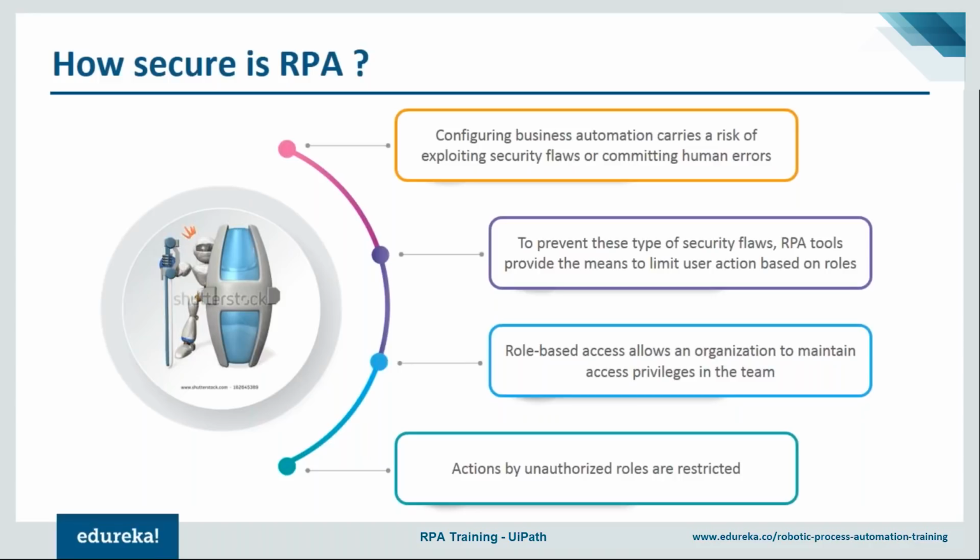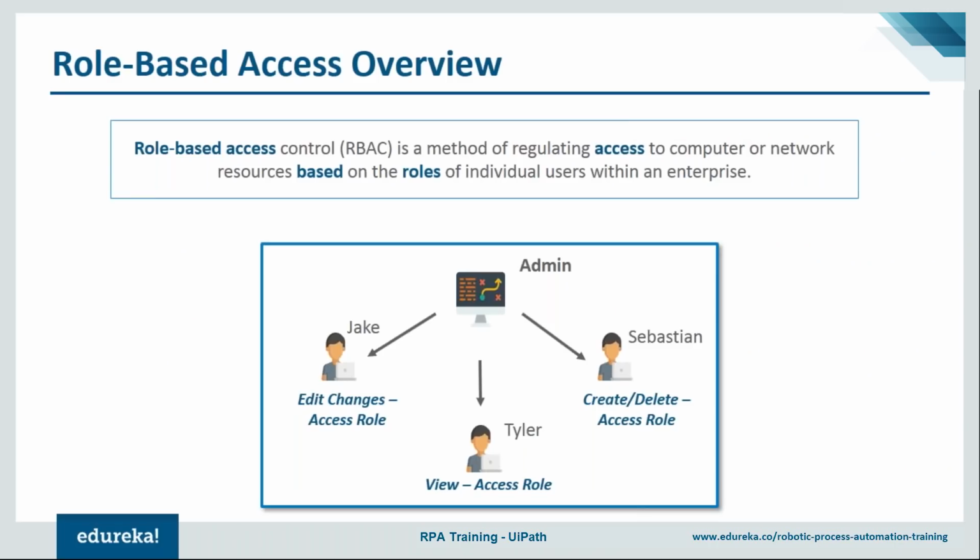Role-based access allows an organization to maintain access privileges in the team. So this person can only access this part of the program. This person can access only this part of the program. So this is what role-based access is. And this basically restricts any unauthorized roles which are trying to access your program. So if a particular person is not authorized to use a particular module of a program, he will not be able to do so because of role-based access.